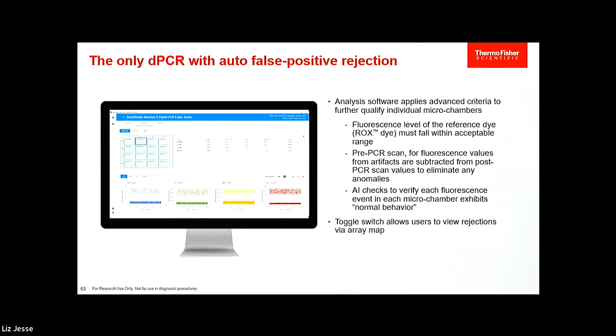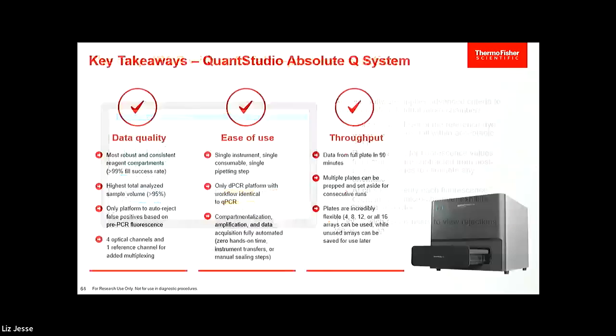The last thing I just want to touch on one more time is that auto false positive rejection. We do that 3 ways. The first is, as I mentioned, we do look at the ROX. We look to make sure the ROX is in the well. If the ROX isn't properly in the well, that well is taken out. We do the pre and the post scan comparison. And we've also evaluated tens of thousands of images, and we utilize that to create an AI program that just tells us when the fluorescence is normal versus not. Okay.